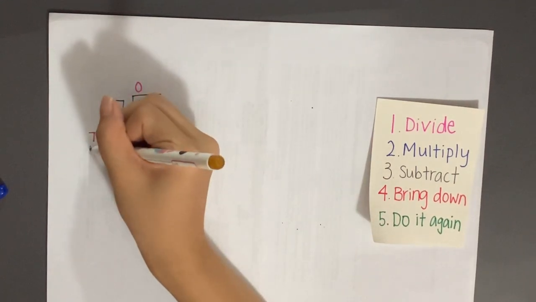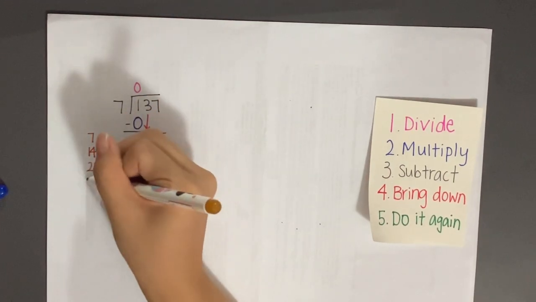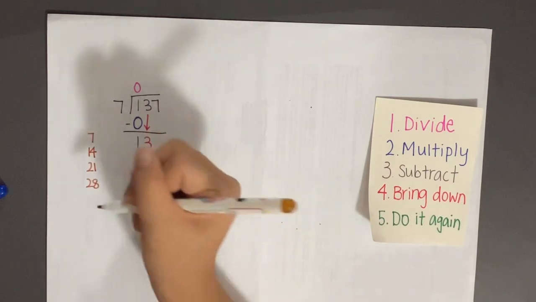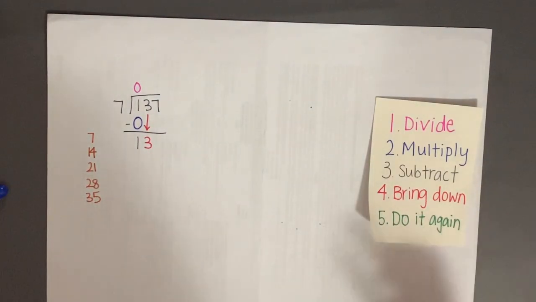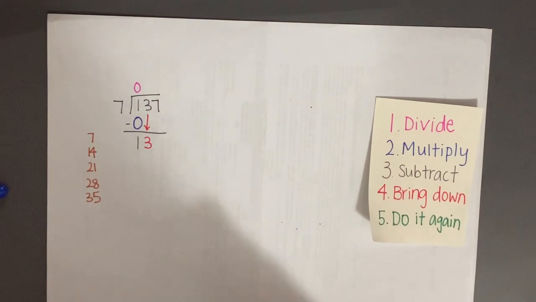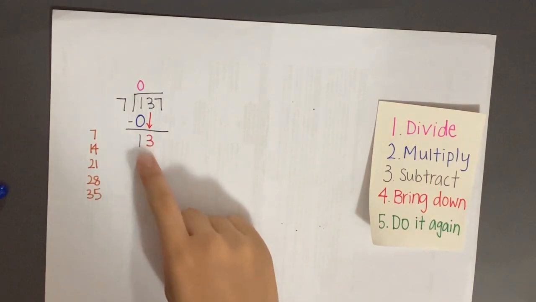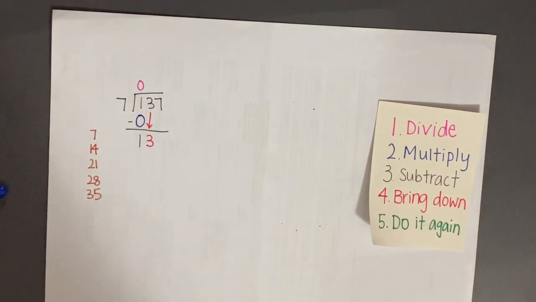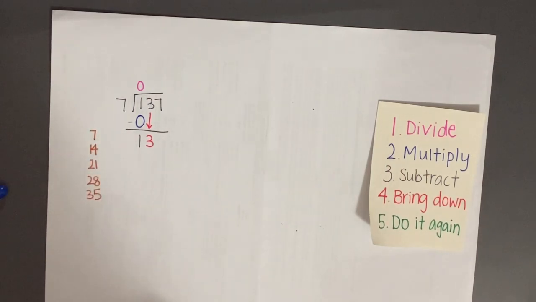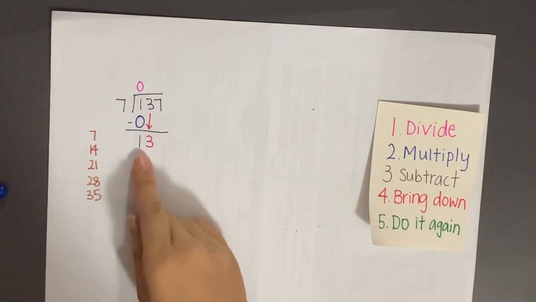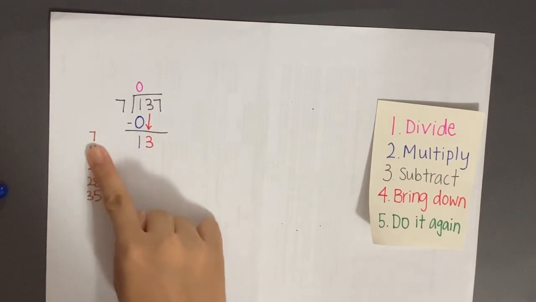7, 14, 21, 28, 35. Okay, I think I can stop here for now. So which number is smaller than 13 but the closest to 13 that can divide by 7? Can I choose 14? No, because 14 is larger than 13. So, which means that I have to choose 7.